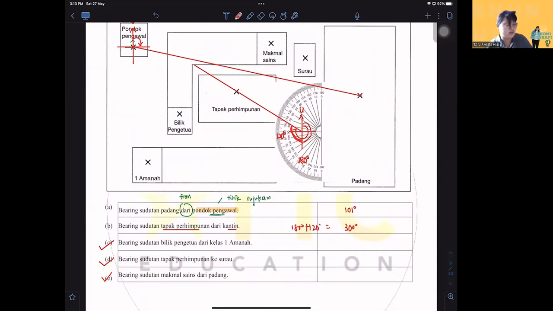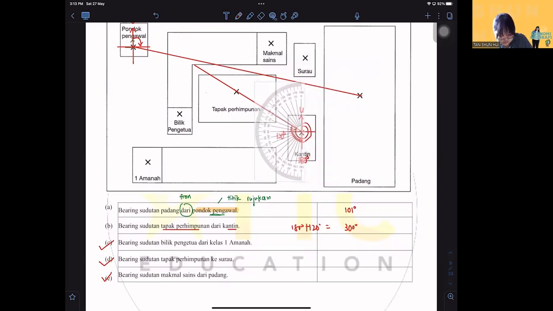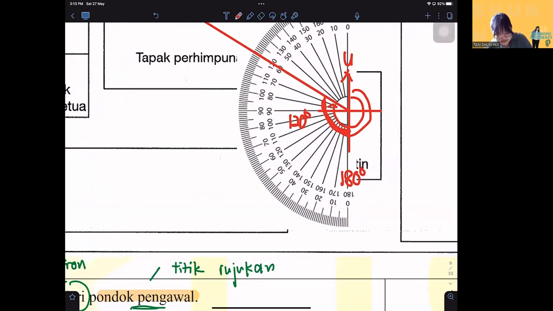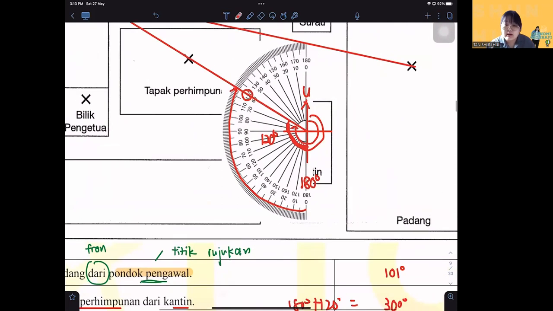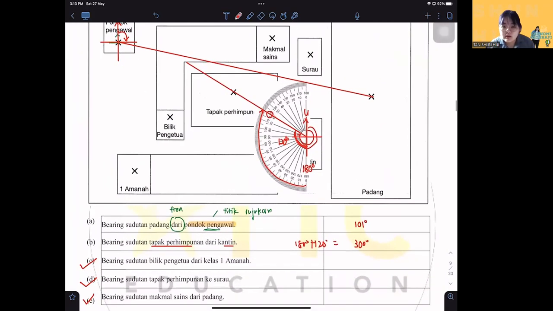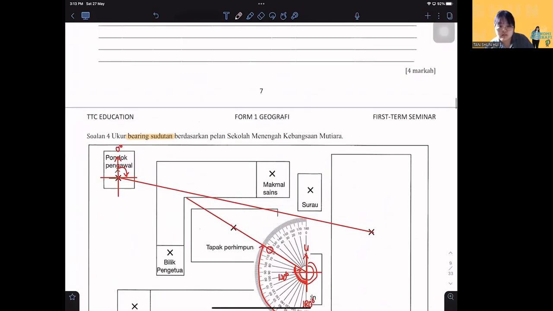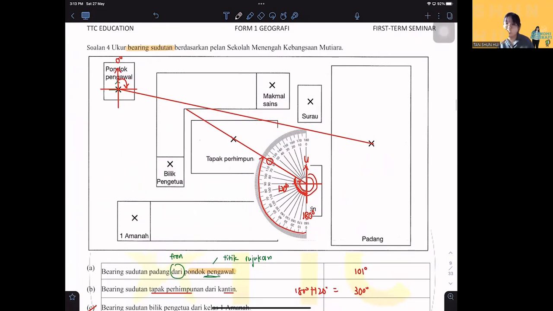You got 301? Acceptable. You got a small difference, which is acceptable. See? Like this. So you're going to measure from 0 up. So you're going to look at 120. Got it, 180 plus 120, you get 300. Got it? Okay. Great.